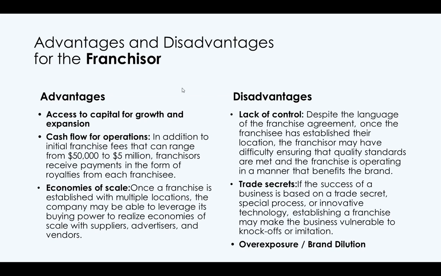Trade secrets. If the success of a business is based on a trade secret, obviously that is going to diminish once you start involving all these other franchisees in your business. And then overexposure is when you get too many. And you'll see this happen. Sometimes franchises will end up decreasing the amount of restaurants or storefronts they have because they've oversaturated an area. You have two KFCs very close to one another, for instance. I mean, what good does that do your business?